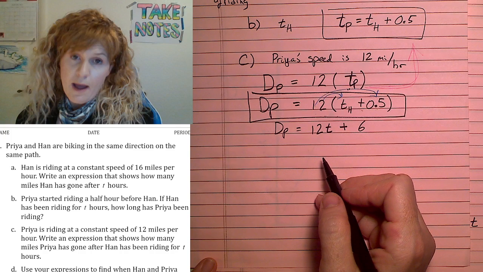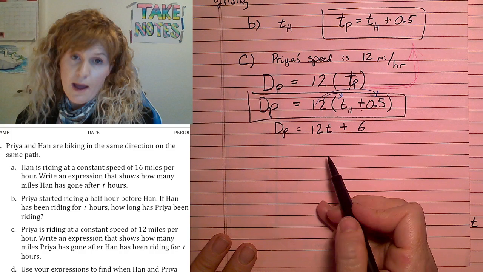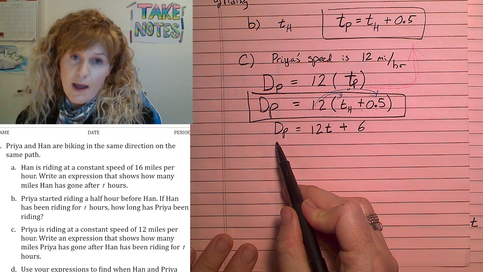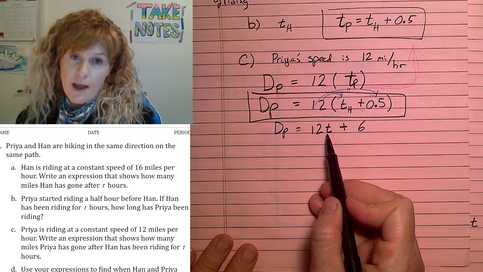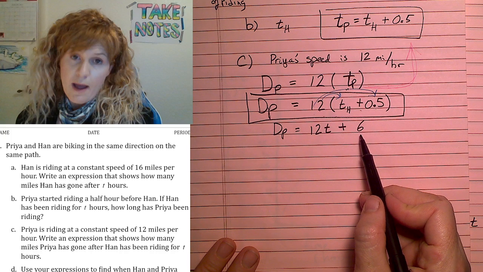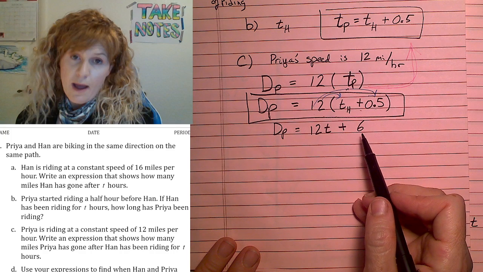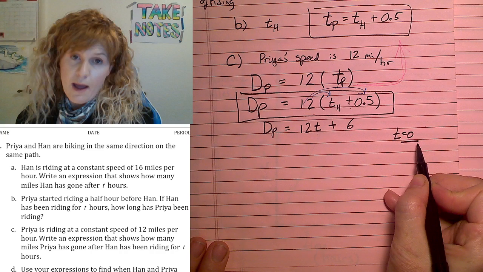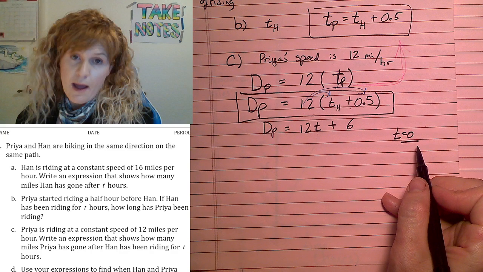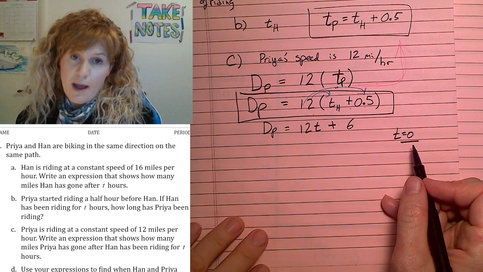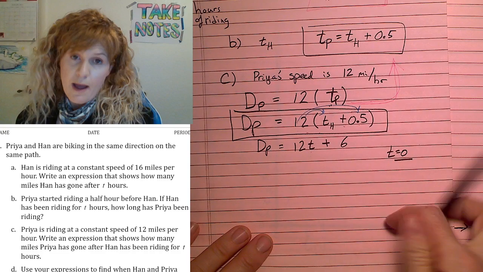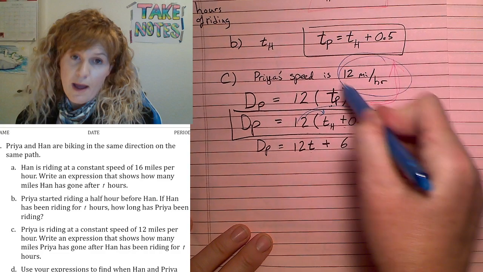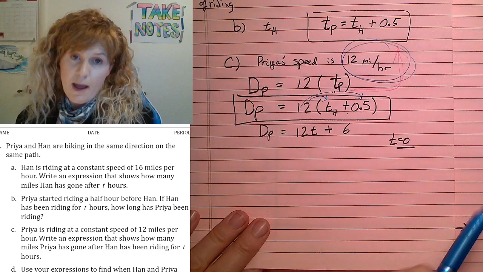And then let's stop a second. Does this equation make sense? It's saying that the distance Priya has traveled is 12 times how many hours it's been plus the 6 miles that she traveled before Han even started. So when t equals 0, that's when Han started riding, but she had already been riding for half an hour. During that half an hour, she went 6 miles. That makes sense because Priya's speed is 12 miles per hour. So in half an hour, she can go 6 miles.